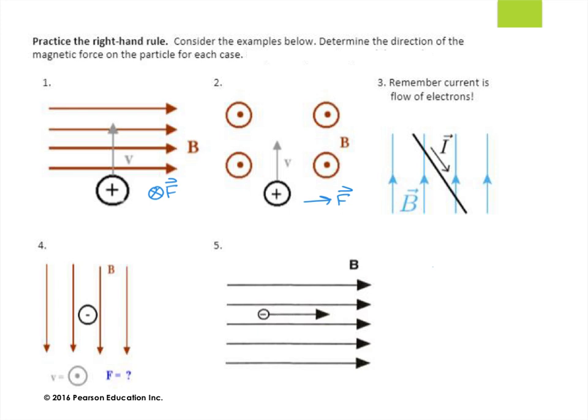This one gives me i cross B. Because if I do i cross B, I get my thumb pointing at me, but because it's a negative, I go into the page. And because the charge isn't moving, the force is 0, because v is 0. And then finally, because v is parallel to B, there's no force either.